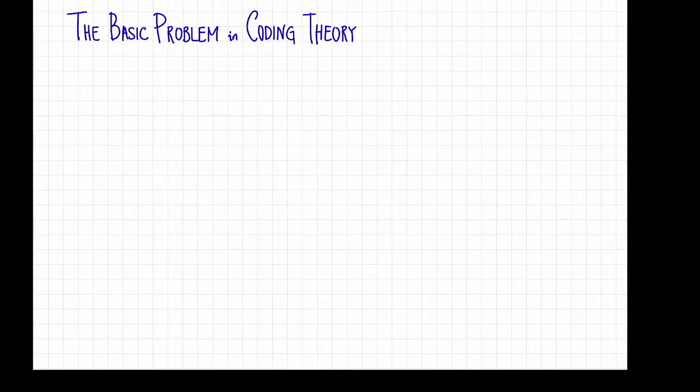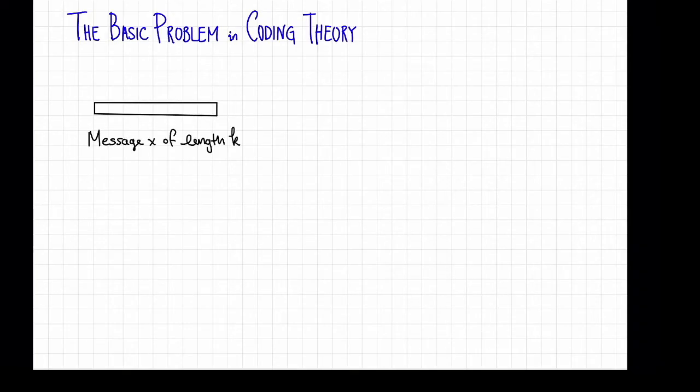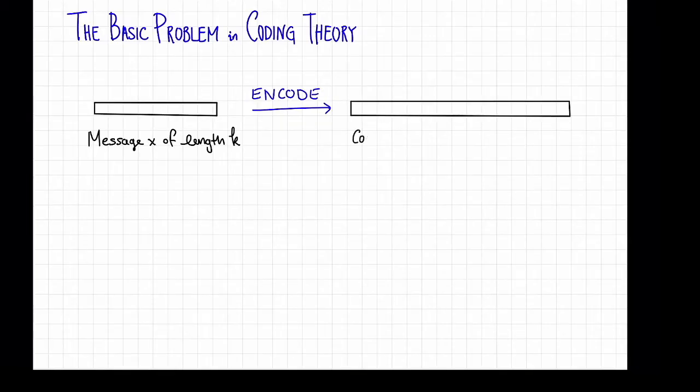Here's the basic problem in coding theory. We have some message, x, of length k. Think of x as like a bit string of length k that we want to store or transmit or do something like that with. We're going to encode, in some way, x to get a code word, c. And let's say that c has length n. And here we think of n as being larger than k. So when we do this encoding, we are adding redundancy to our original data.